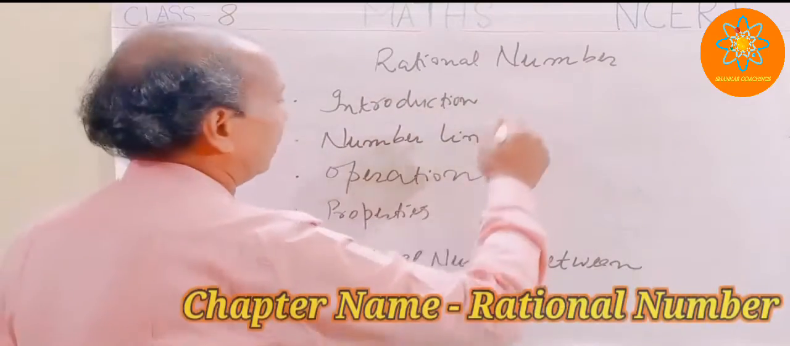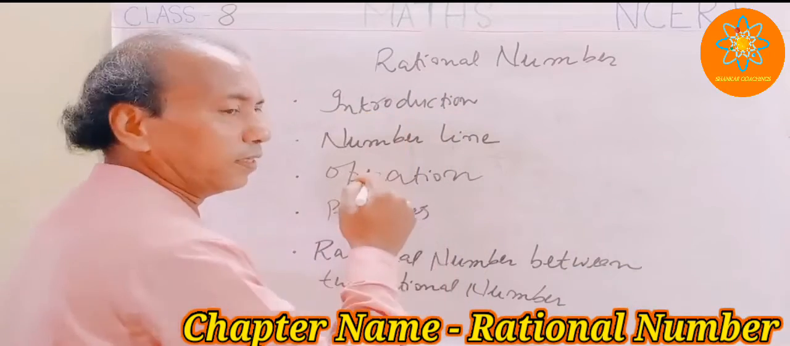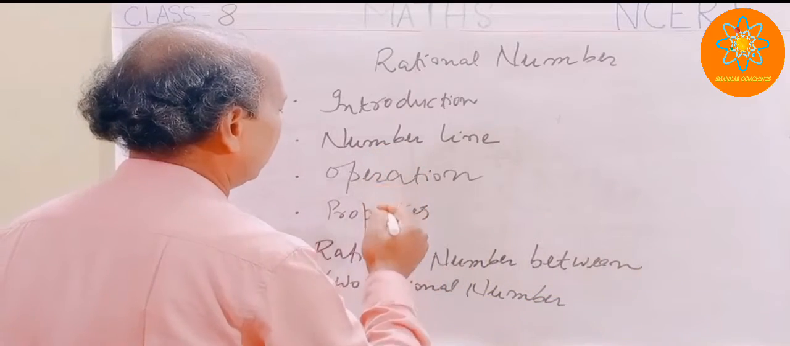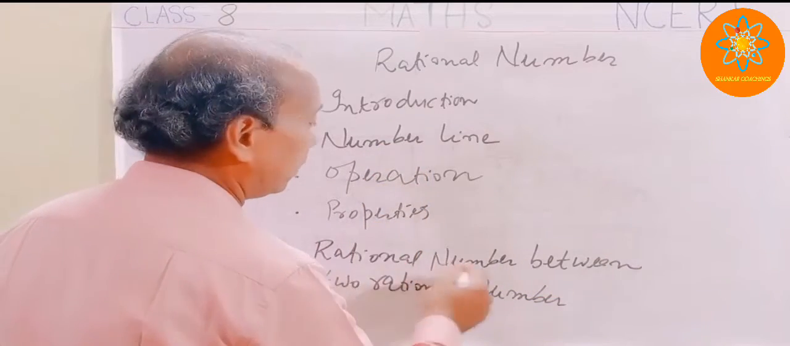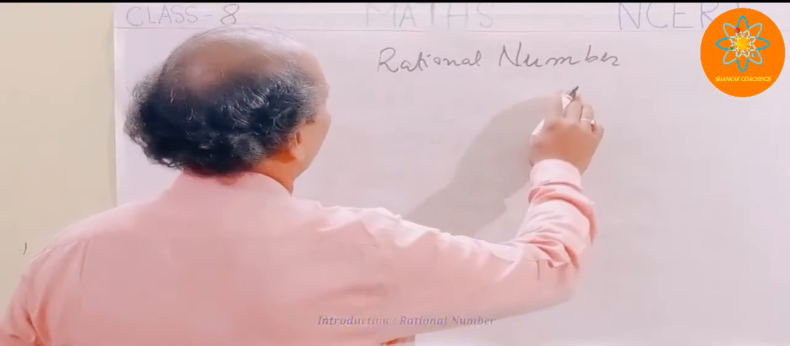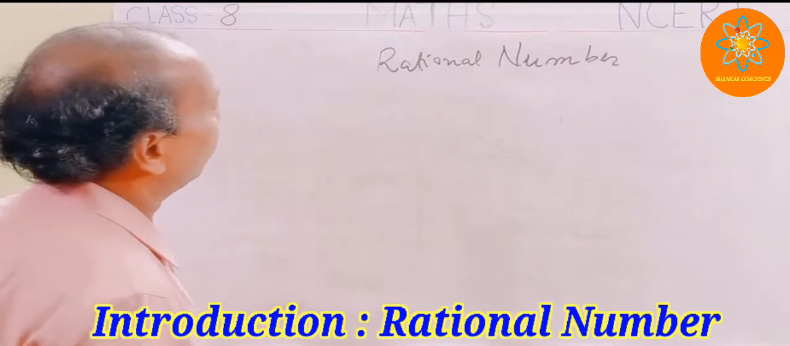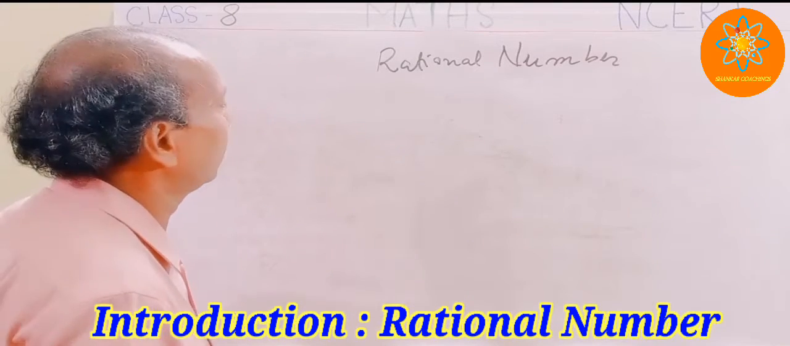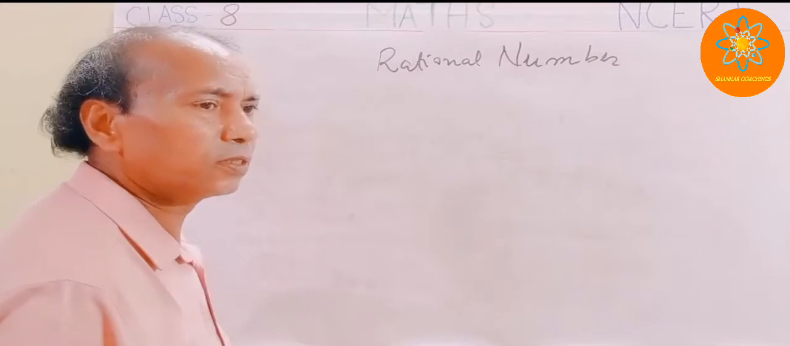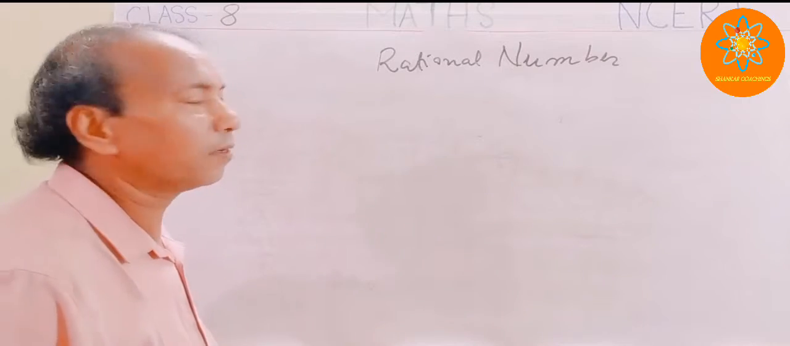Let's start rational number. We'll discuss one by one the rational number. First one, we'll discuss introduction. After that, we'll discuss number line, then the operations, then properties, then rational number between two rational number. Start the rational number. For the introductory part, we will see how we define the rational number. So for that we are using the equations. The equations we will understand what is the rational number.